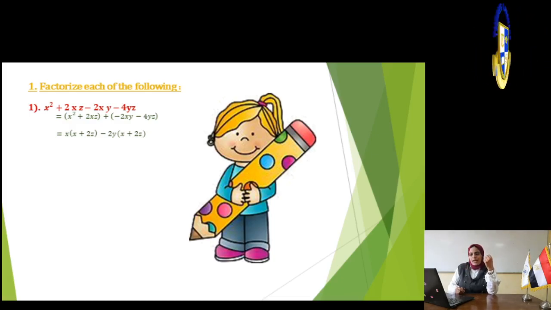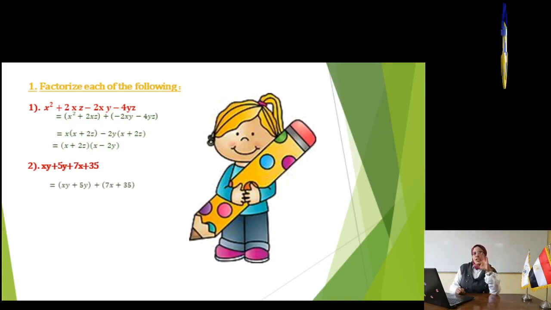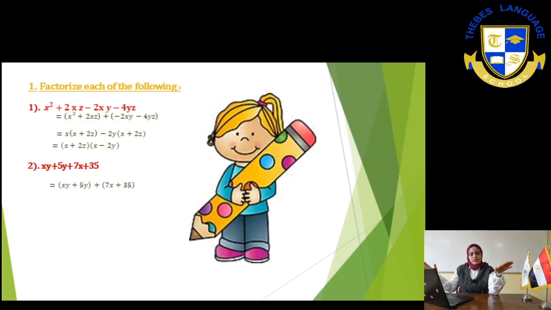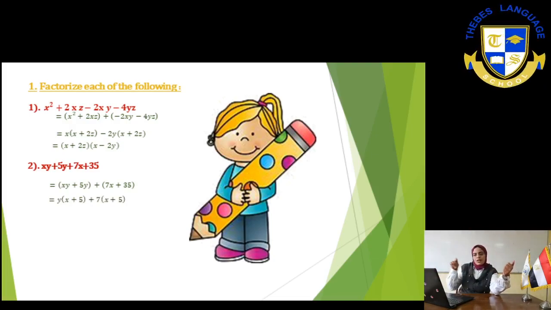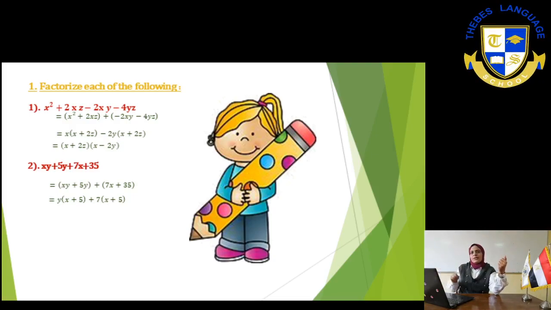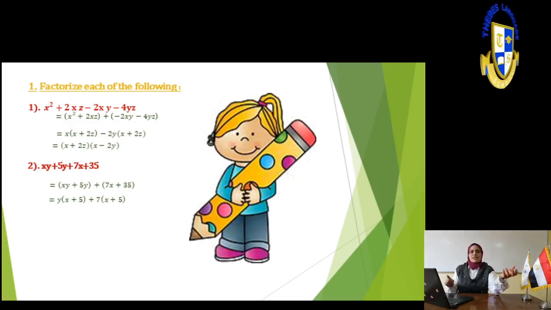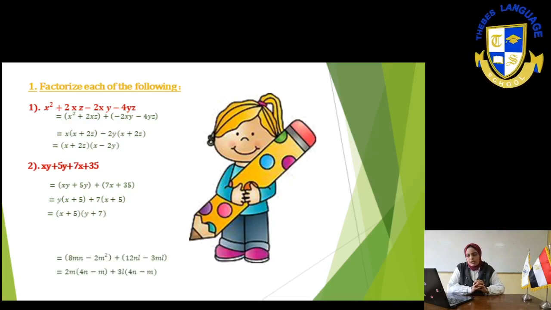Number 2, xy plus 5y, as you see, I raise my voice at y. We have xy, 5y, plus 7x plus 35. I will divide xy, 5y together, and 7x plus 35 together. To have y as a common factor in the first expression, it will be y, and the remainder will be x plus 5. 7x and 35 will be factorized by taking 7 as a common factor. It will be x plus 5. So we have here x plus 5 and x plus 5. We will take x plus 5 as a common factor, so we have y plus 7.